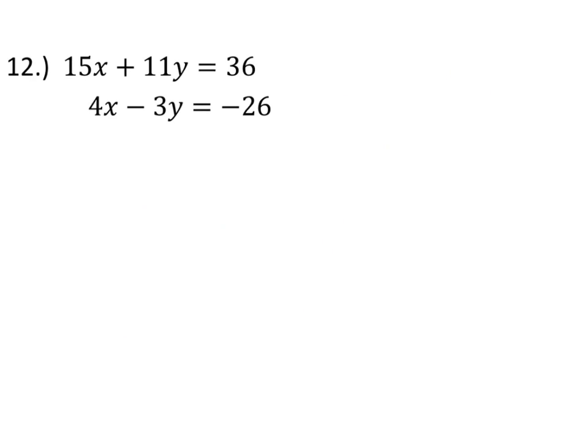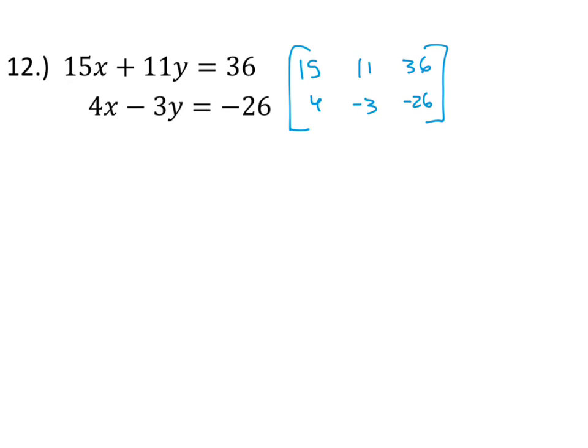Let's go to 12. Let's convert this to an augmented matrix: 15, 11, 36, 4, -3, -26. All right, we got this. And this is a little bit harder problem because it's kind of hard to find the number you're going to times by. That's because you can't times 4 by an integer and get 15, and you can't do 3 times an integer and get 11.